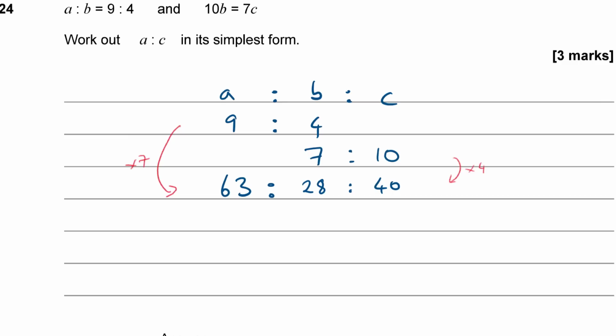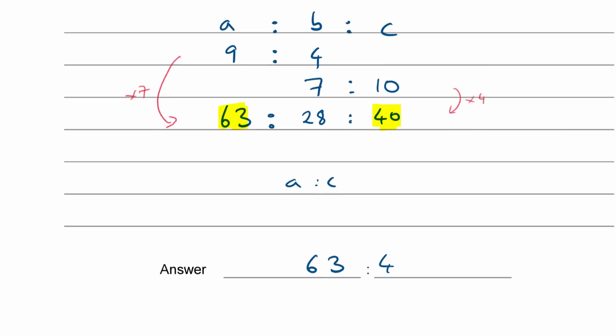C, and now you see I can compare A and C and say that the ratio of A to C must be the ratio of 63 to 40. That's not in its lowest form, is it? Naughty me. So the ratio of A to C is 63 to 40. Can I cancel that down at all?